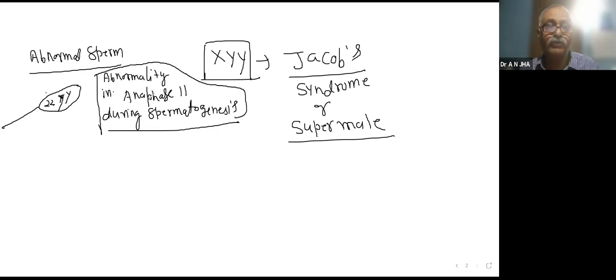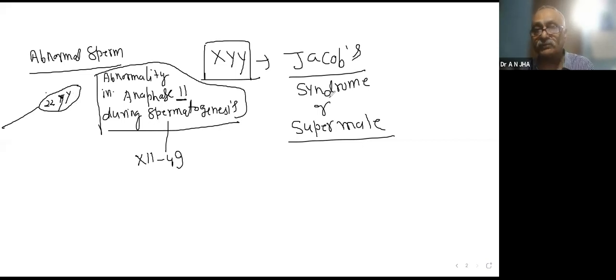So when sperm formation is going on, again, sperm formation you will see in the 12th class on page 49, but you will not find this discussion. You have to correlate it. So this sperm consists of two Y chromosomes. It only happens when there is a problem of anaphase 2.